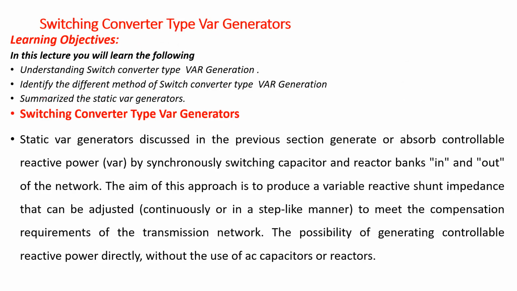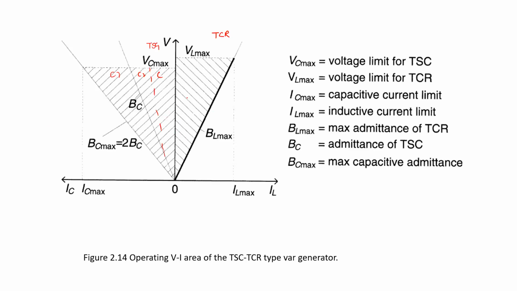So next time, we will see the second part, that is switching converter type VAR generation. The first part is the converter which is used for varying impedance. We are controlling the impedance of the shunt compensation. And next time, we will see the method of changing the impedance by the switching type.